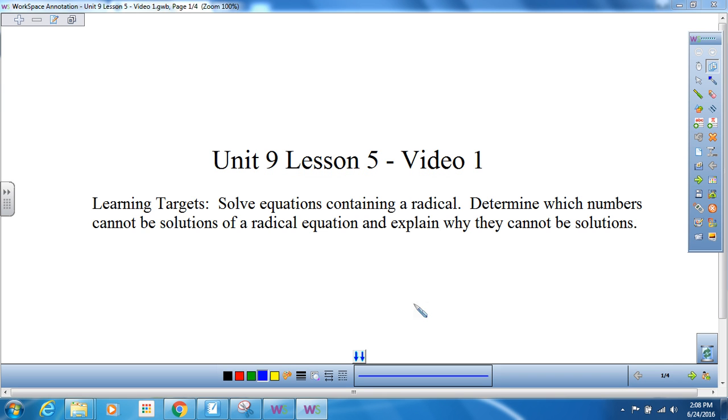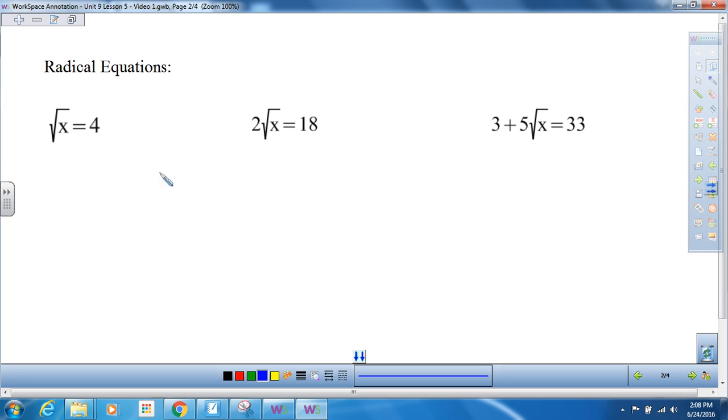This is video 1 from Unit 9, Lesson 5. We're going to start solving equations containing a radical. So we'll start solving when x is in the equation, x is under the radical. Okay, so these are what radical equations look like.